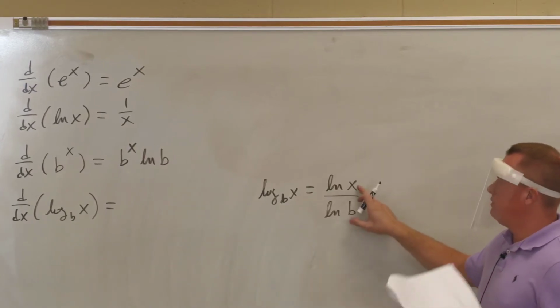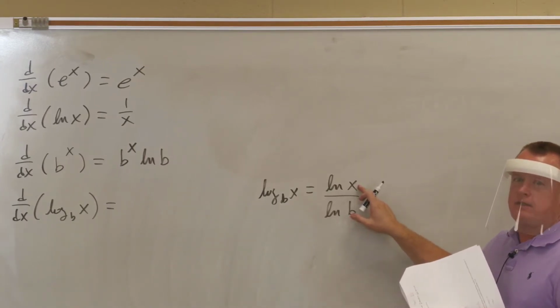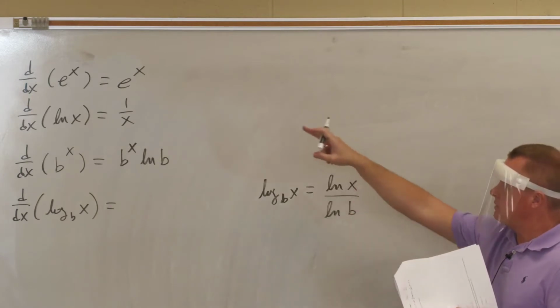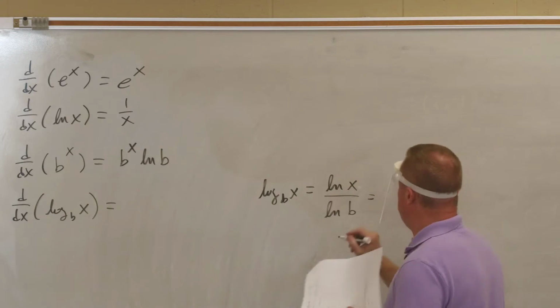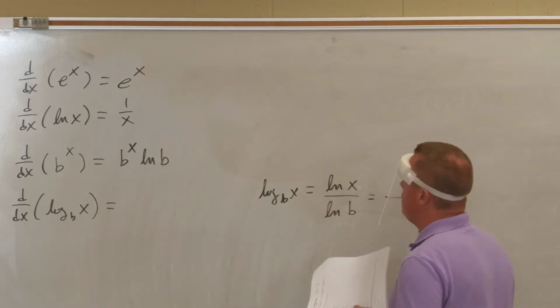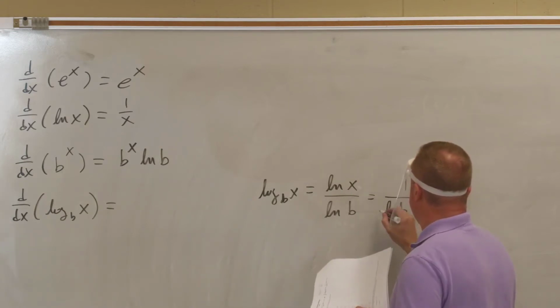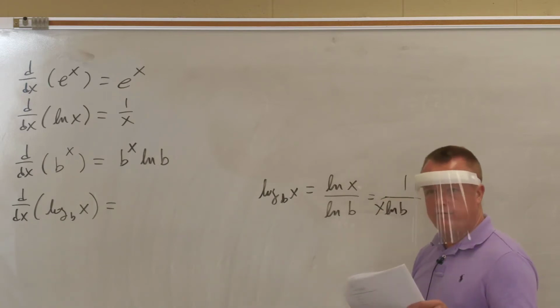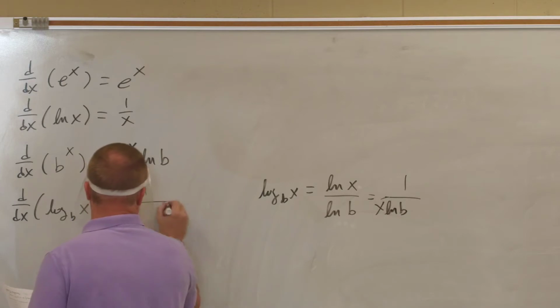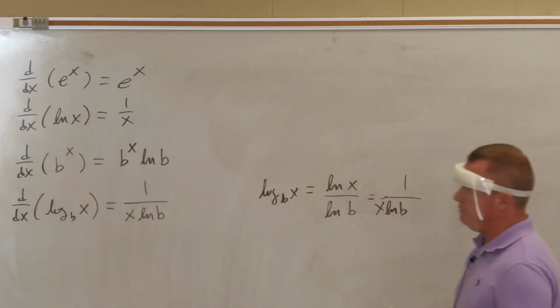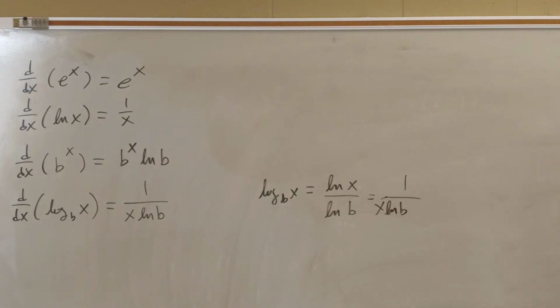What is the derivative of the ln of x? It is 1 over x. So if you replace that there, you get 1 over ln of b times x. And that's the derivative. So 1 over x ln b would be the derivative of log base b of x. So those are the formulas for this section. Any questions about that?